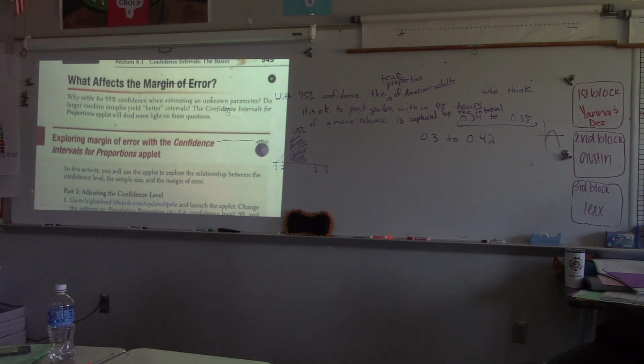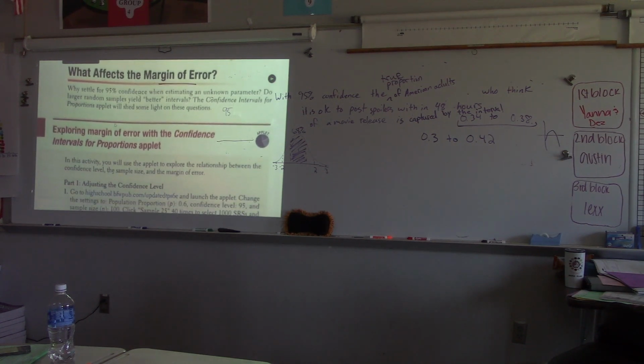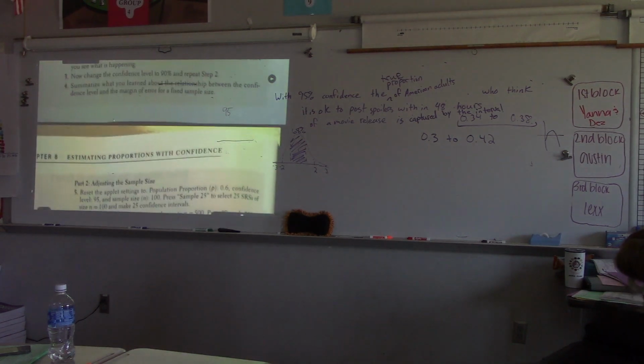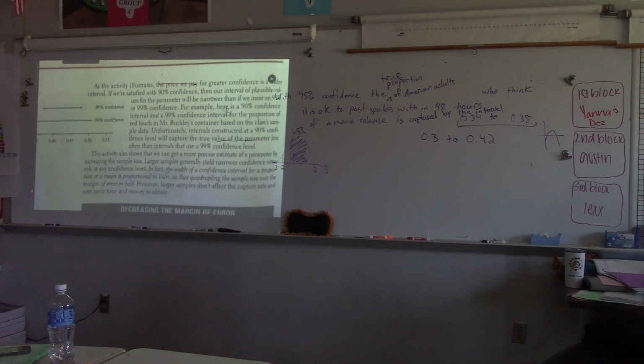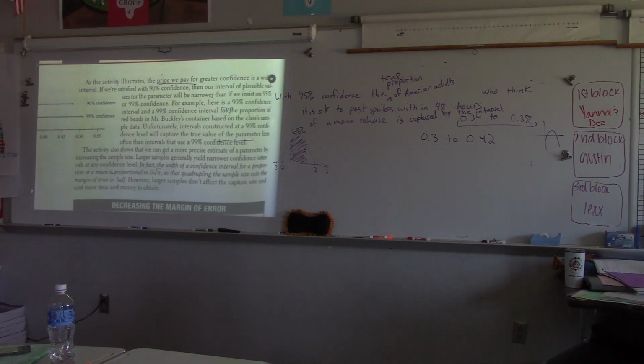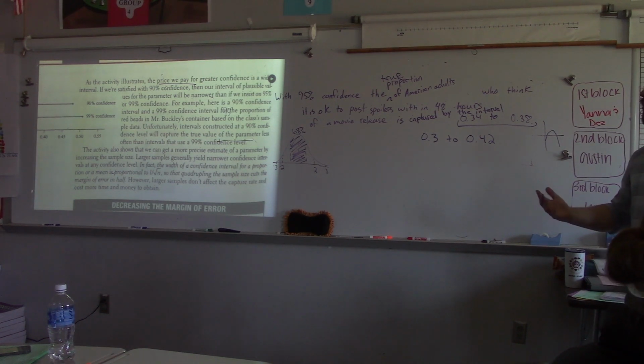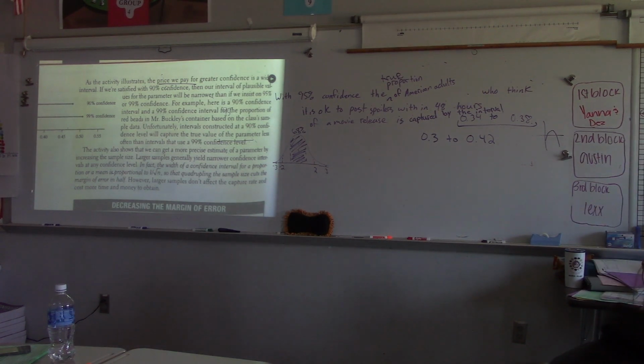So why settle for 95% confidence when estimating an unknown parameter? They talk about it down here. The price we pay for greater confidence, which we saw yesterday, is a wider interval. If we're satisfied with 90% confidence in our interval of plausible values, it'll be narrower. It's very rare that we'll go to 68%. I'm going to show you today how to get what's called a critical value for 90% and 99%.